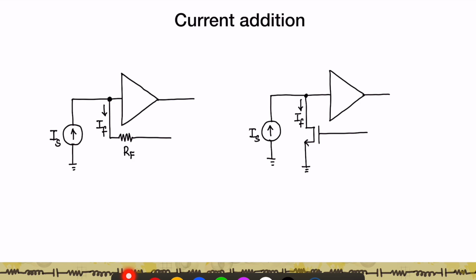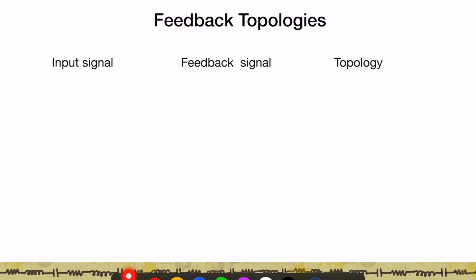So if you want to do current addition, a simple way, and we've looked at this when you've done op-amp circuits, would be to have a feedback current that flows through a RF, and this RF can be connected to some voltage output here, where the current through RF depends on the voltage that's connected at the other end. Another way would be to take a voltage at the output and convert it to a current by using a transistor. So in both these cases, the feedback signal shows up as a feedback current.